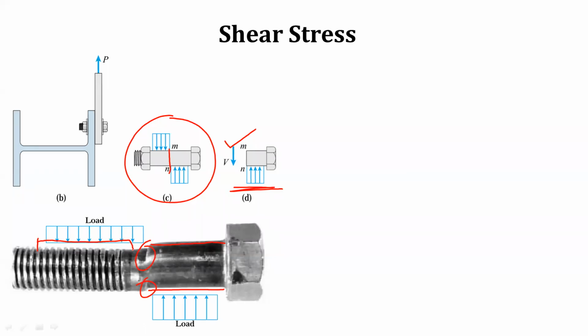And because of this loading condition, you are seeing the jumps here, which are the initiation of the shearing action. Because of the shearing action, the bolt will fail. Okay. This kind of real life example you can see anywhere.